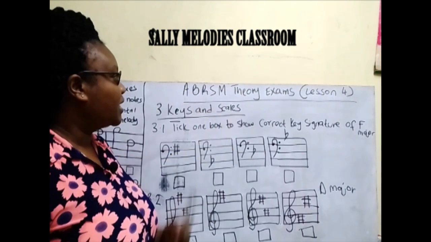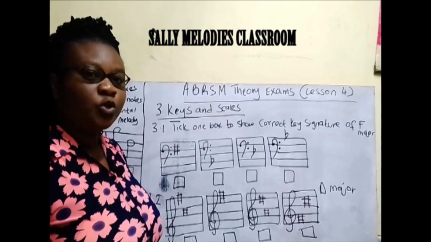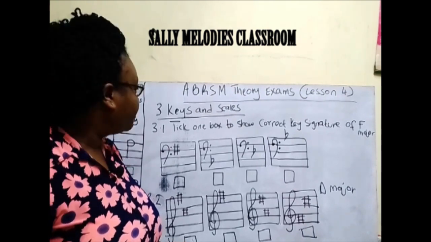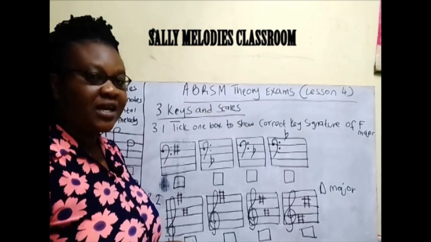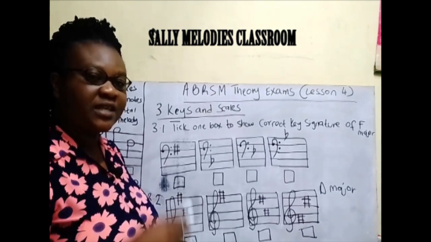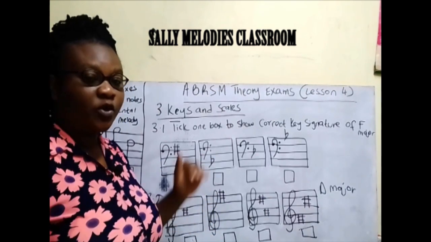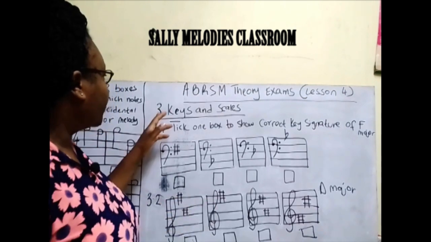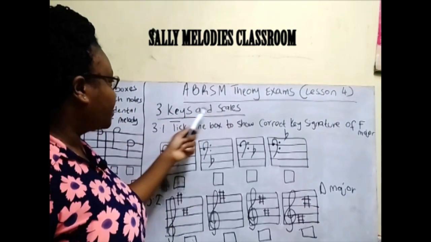ABRSM theory exams, and this is our lesson 4. We are still learning how to answer the questions in the exam, and as we said, we have 7 questions, and each question has got several areas whereby you are required to answer the questions. So we are in question 3. Question 3 talks about keys and scales.